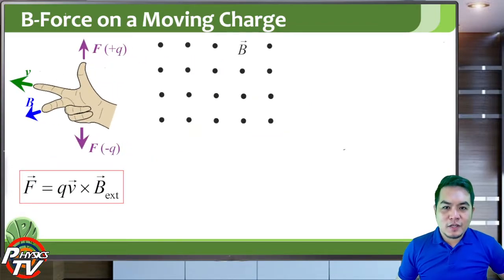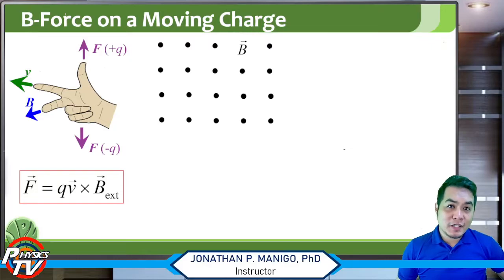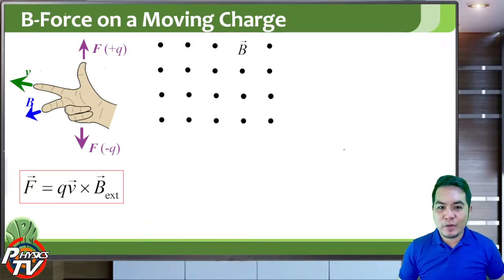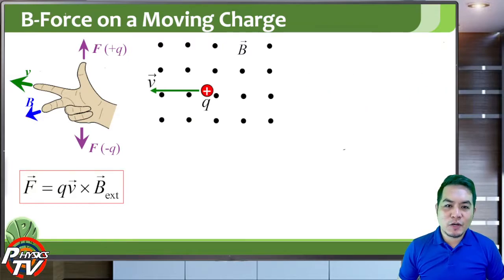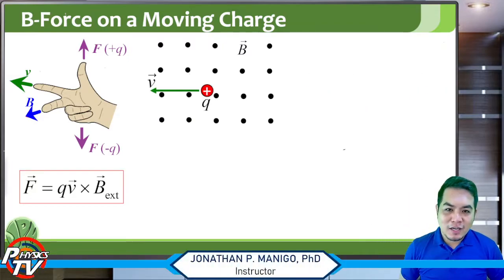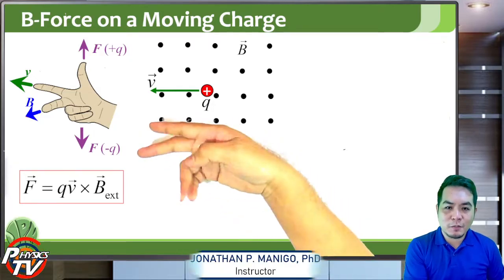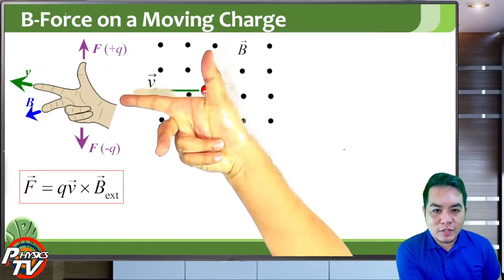Okay, let's test your understanding. What if you have an external magnetic field, out of the page, and you have a moving charge going to the left? What is the direction of the magnetic force? You just do v cross B.